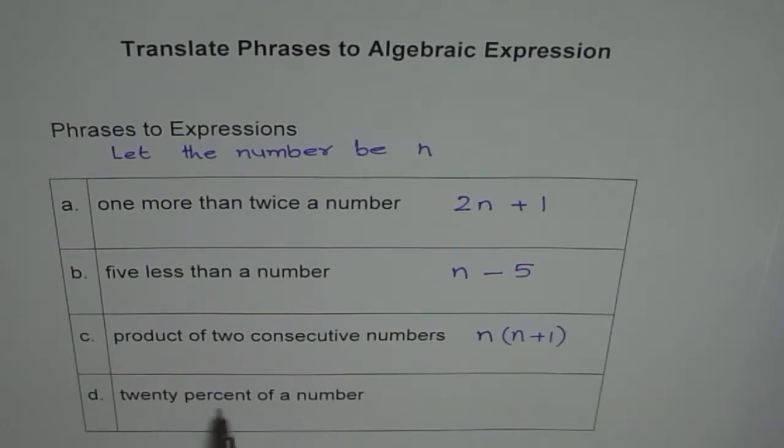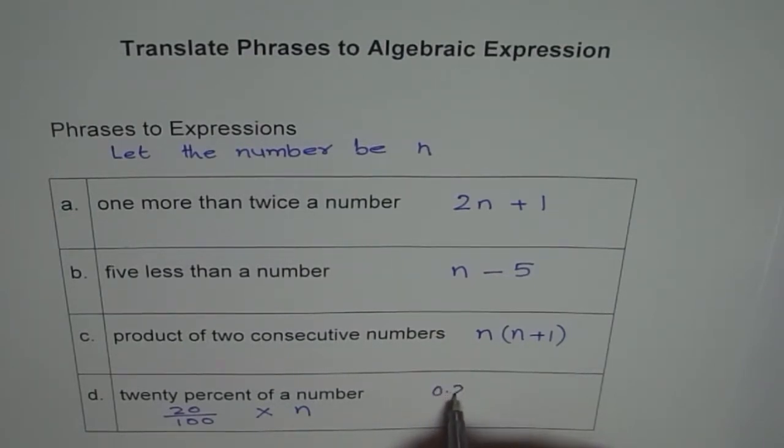Next one, 20% of a number. 20% is translated as, let me do it here. 20% means 20 out of 100, right? Of is translated like a multiplication. A number is n. Do you understand? So that is the literal translation from this phrase to algebraic expression, okay? If I say is equal to, then we have to write equal to, right? But this is just expressions, right? So I can write this as 0.2, right?